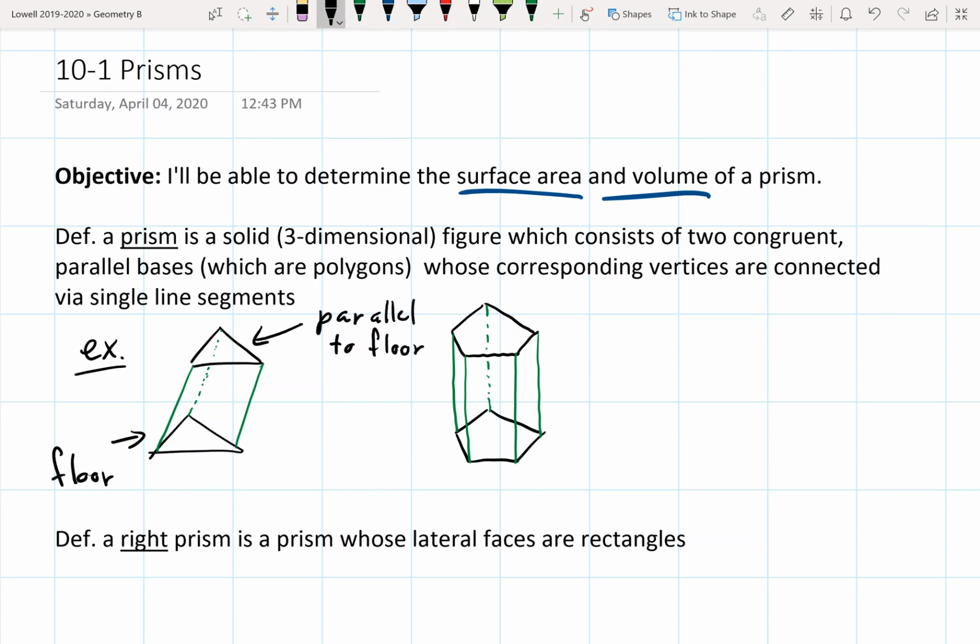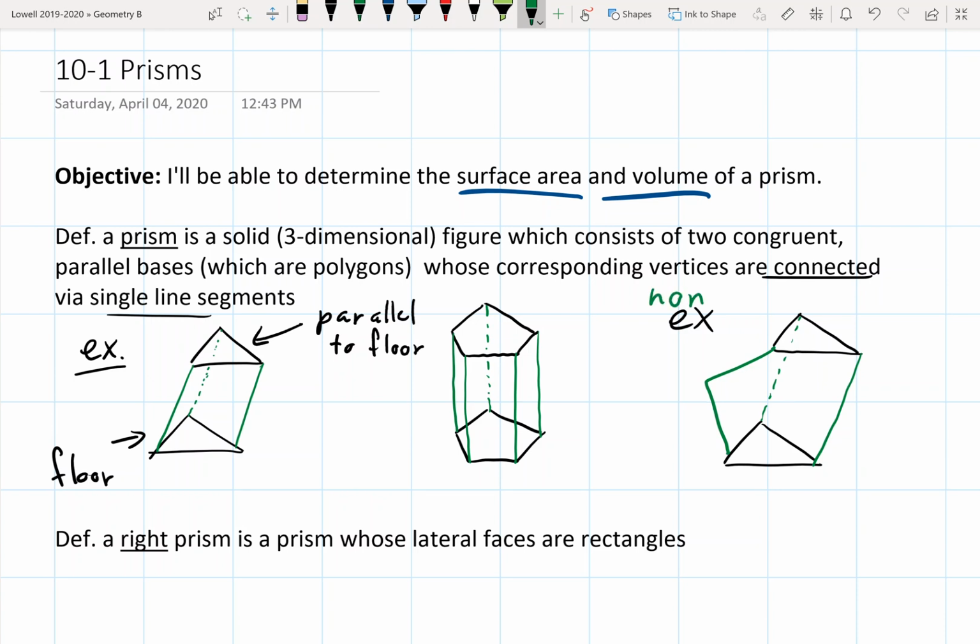Okay. And a non-example of a prism could be, if I start with that triangular one again, I just want to point out this part, connected with single line segments. So I can't have something like this going on. So I'll draw the 2 edges here. But I don't want something like this to happen. That wouldn't be a prism, that'd be some weird thing. So that's a non-example.